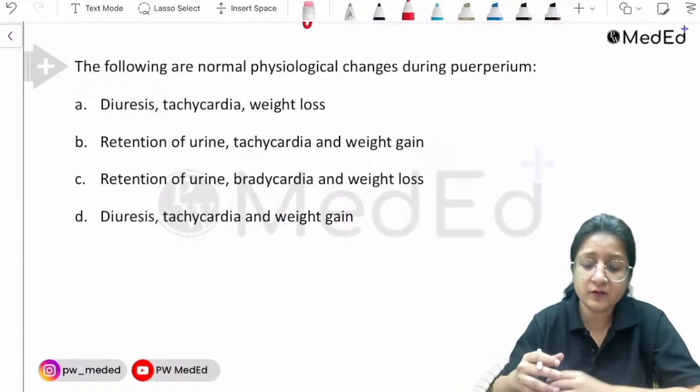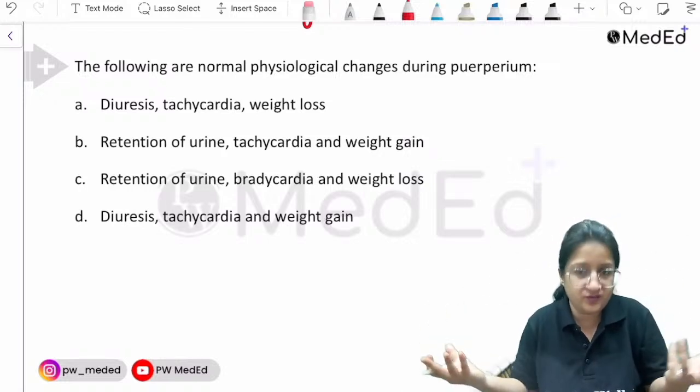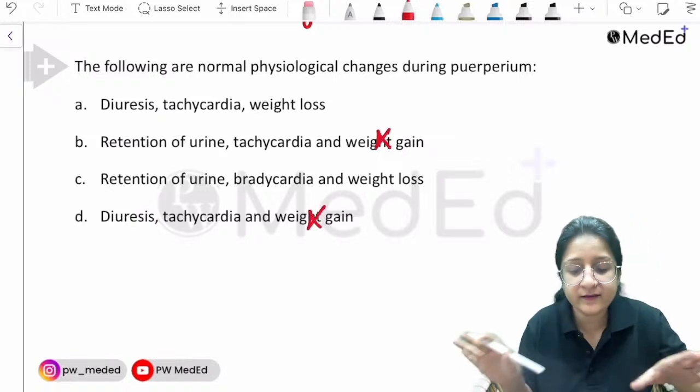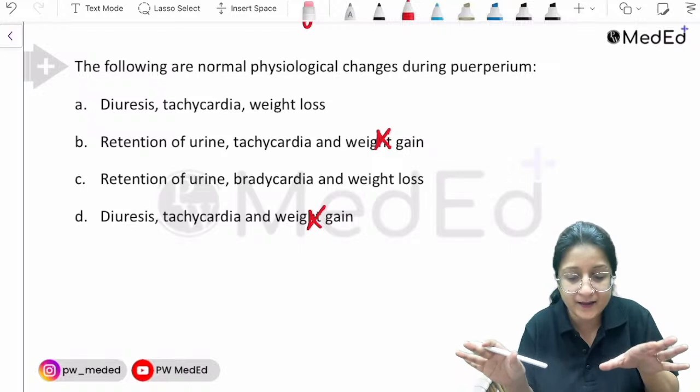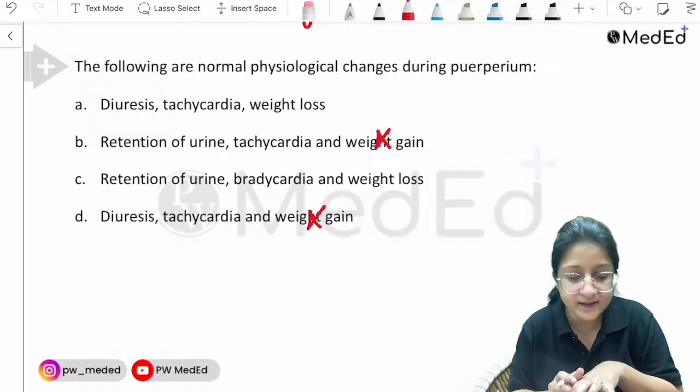There is not going to be weight gain unless there is weight gain because of overeating or obesity or something. Puerperium per se does not lead to weight gain, so I'll completely rule out options B and D, where there is weight gain. I know that there is weight loss happening.